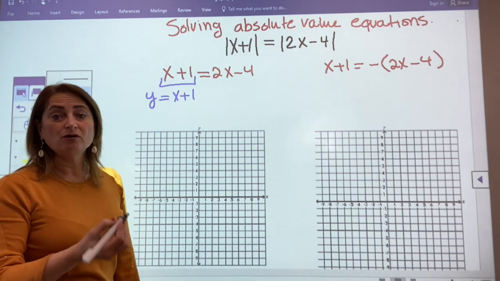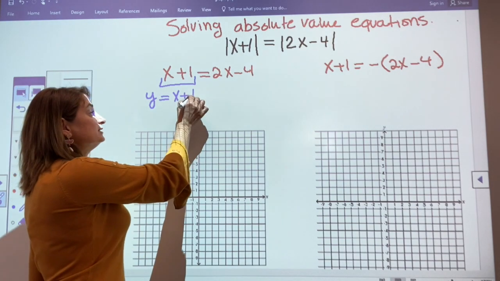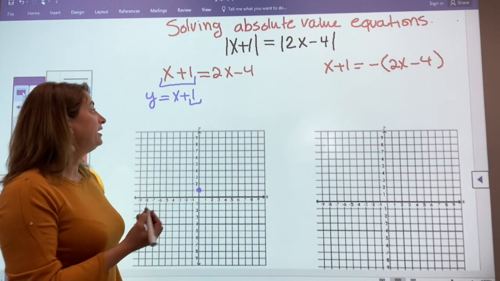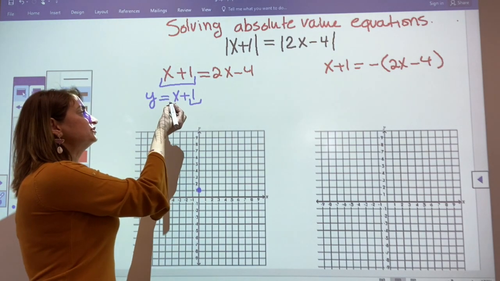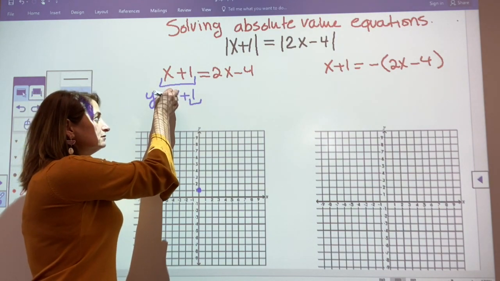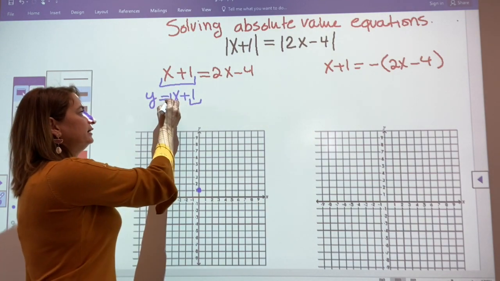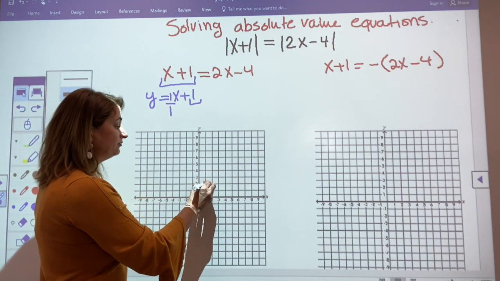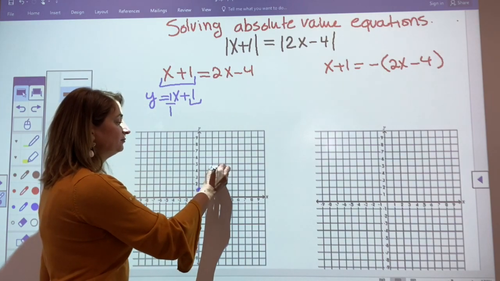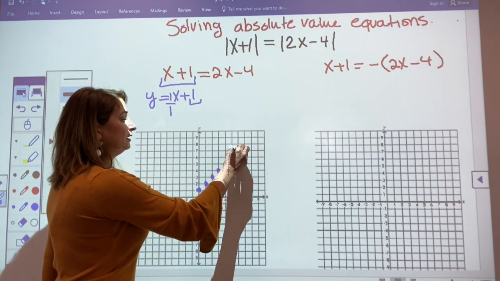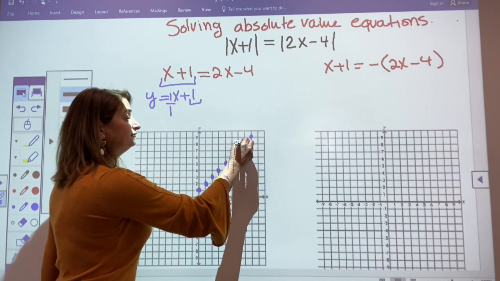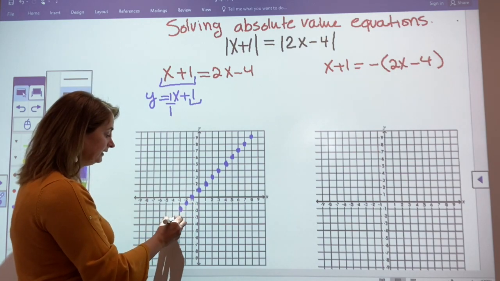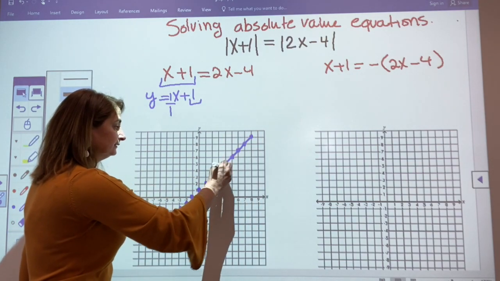To graph it, we always start with the y-intercept. And the y-intercept always is the constant, positive 1. So go to positive 1 on the y-axis. And now use the slope. The slope is the coefficient of x. So there isn't one written, so put a 1, and I need it as a fraction. So it's 1 over 1, which means you go up 1, right 1, up 1, right 1. Or you can go left 1, down 1, and keep it linear. Now connect it.